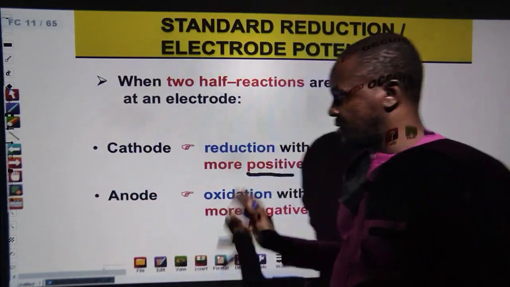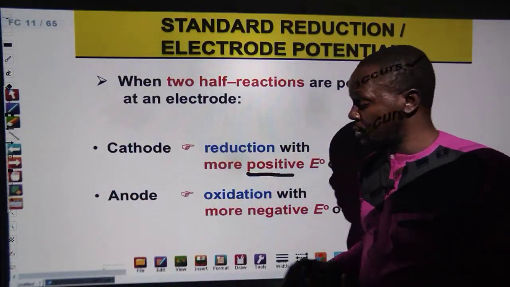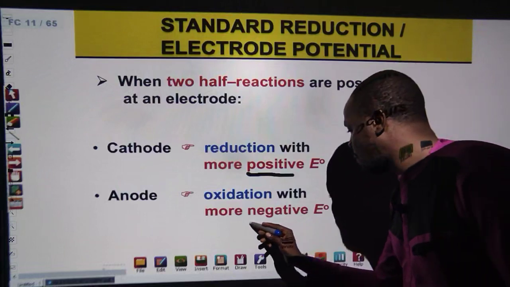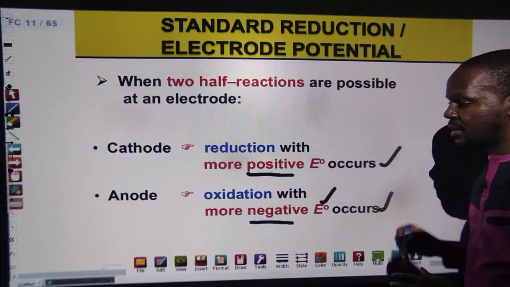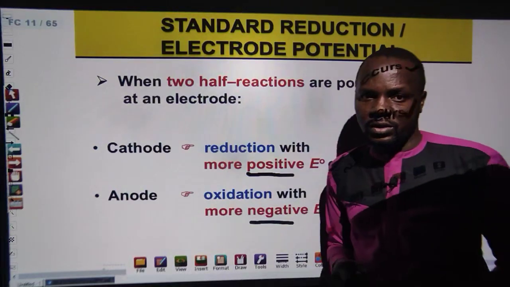And at the anode, that is the anion, oxidation takes place. The one that has the more negative E naught, I've talked about this, will be the one that will be discharged. And that is what we're talking about.